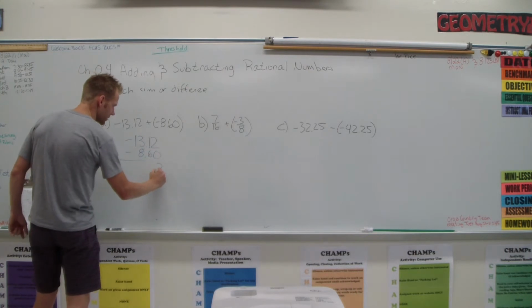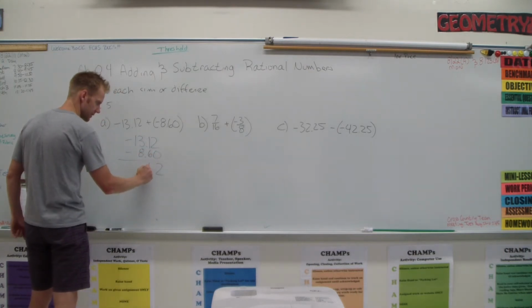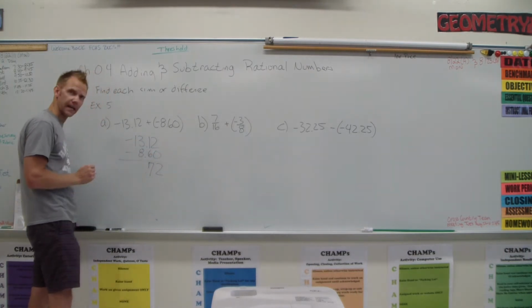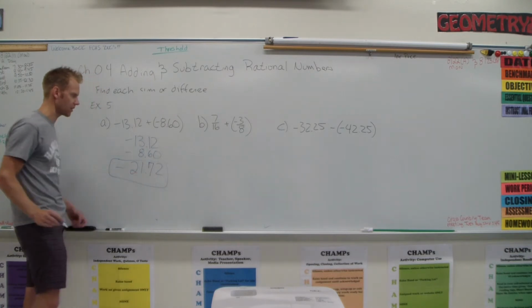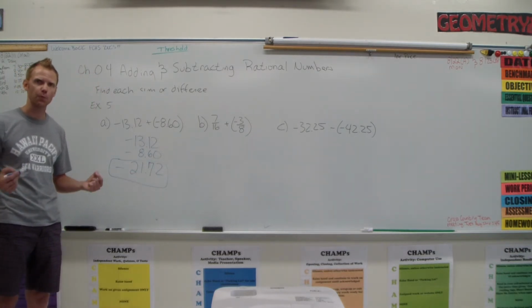Well, 2 plus 0 is 2, and 1 plus 6 is 7. 3 plus 8, 11, carry the 1. 1 plus 1 is 2. I owe a total of $21.72 to Bob and Joey.